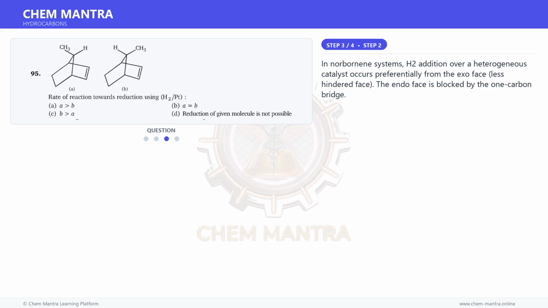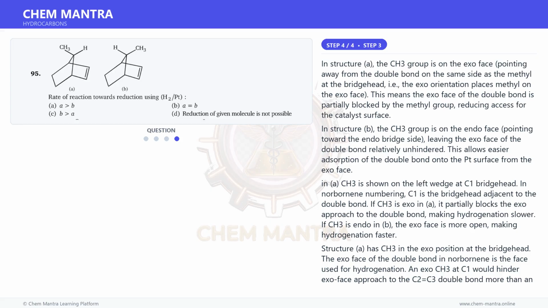In norbornene systems, H2 addition over a heterogeneous catalyst occurs preferentially from the exo face, the less hindered face. The endo face is blocked by the one-carbon bridge. And for the final step.